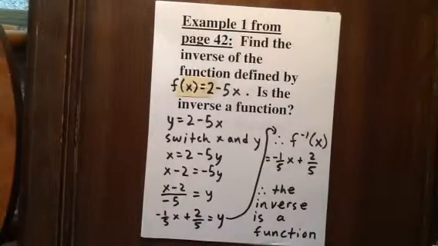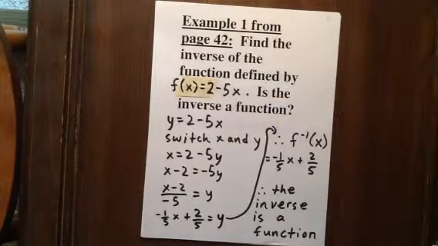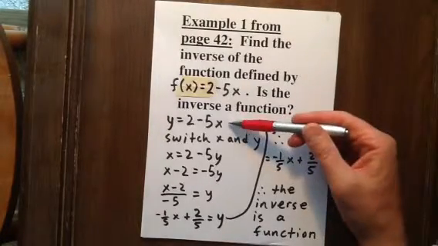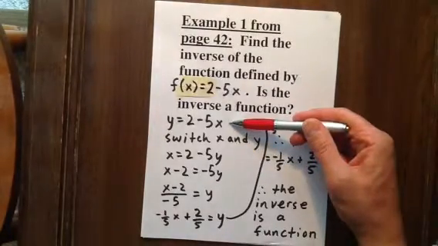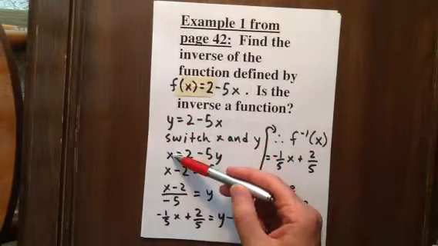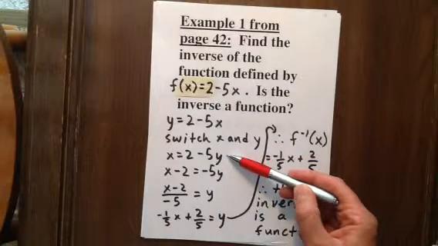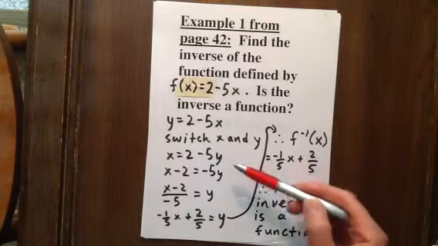So let's do an example. Find the inverse of the function defined by f at x equals 2 minus 5x, and we want to know, is the inverse a function? Well, we write down y equals 2 minus 5x, and then we switch x and y. So remove the y, put in an x, remove the x, put in a y. So now we have x equals 2 minus 5y.